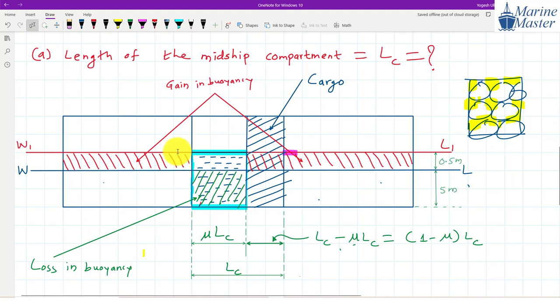Then and only then does our assumption hold: before the bilging and after the bilging, the displacement of the vessel is not changing. To maintain constant displacement, this green portion, the loss in buoyancy, is now not contributing to the buoyancy, and the red portion is now contributing extra buoyancy. So the loss in buoyancy must be equal to the gain in buoyancy.